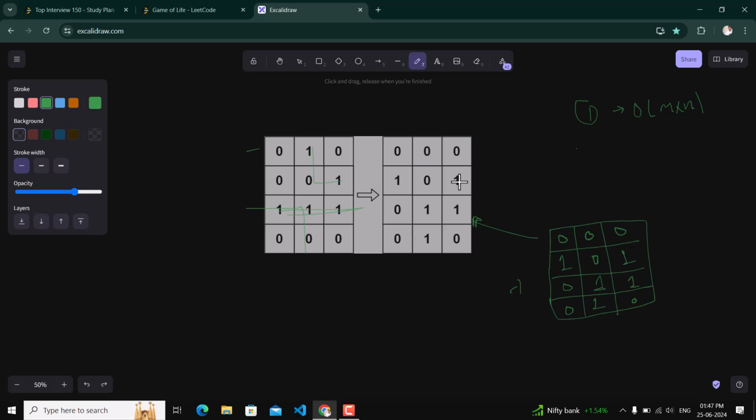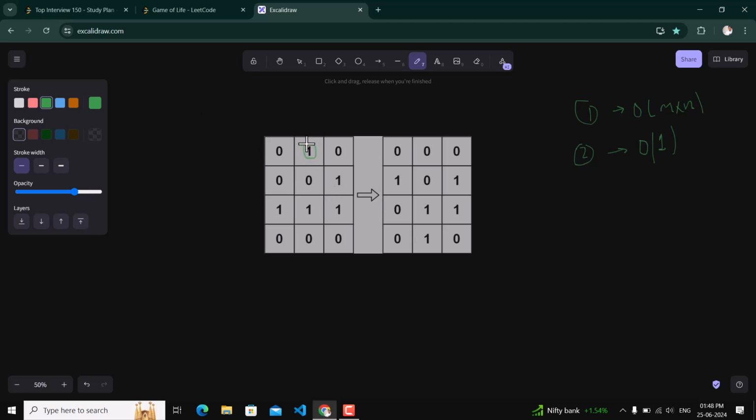Okay, but we don't have to use this extra space, and we have to try using the current space in place solution. Okay, so now let's look for the second approach, where we will use constant space, that is capital O of 1.